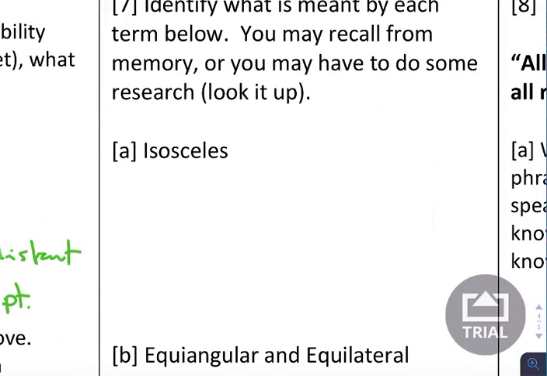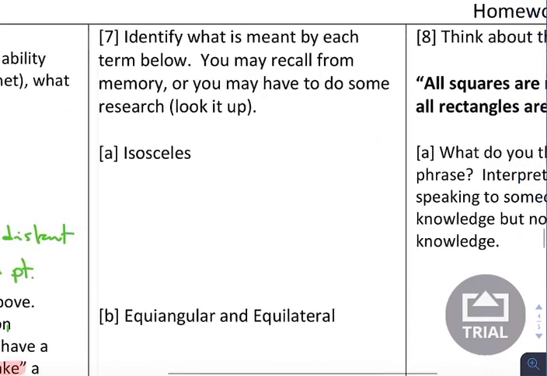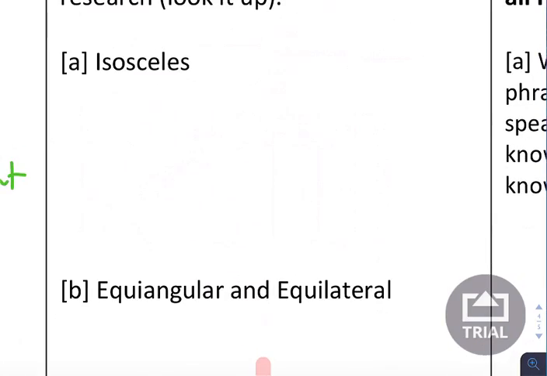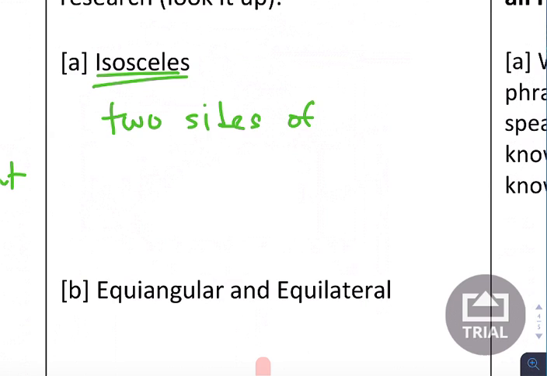So here I just want you to look up some terms. You may know these already. If not, all you have to do is literally just ask Google. This is just a fact-finding mission. So isosceles, hopefully you found isosceles to mean something along the lines of two sides of an object that are congruent.